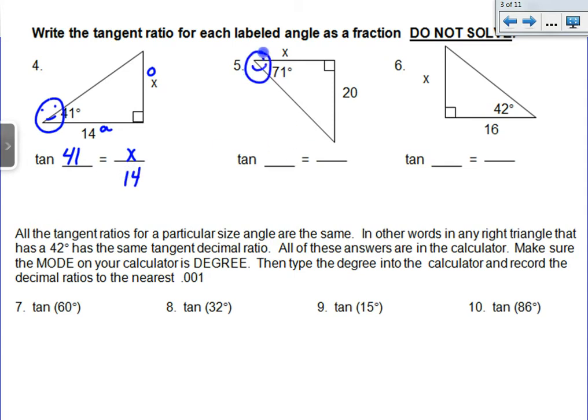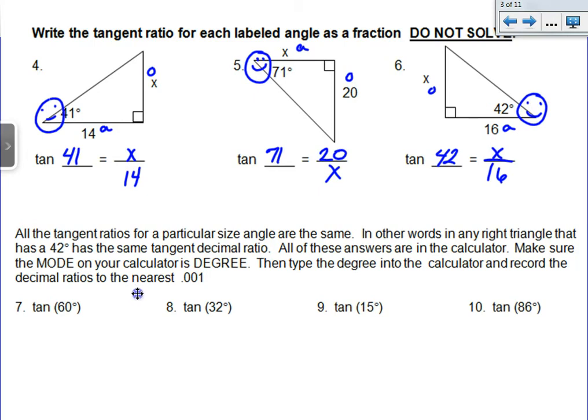This problem, our reference point is right there at 71 degrees. And remember, it's opposite over adjacent, so we'd set up 20 over x. And in this problem, our reference point is at the 42 degree mark. So remember, opposite over adjacent for tangent, so it would be x over 16.